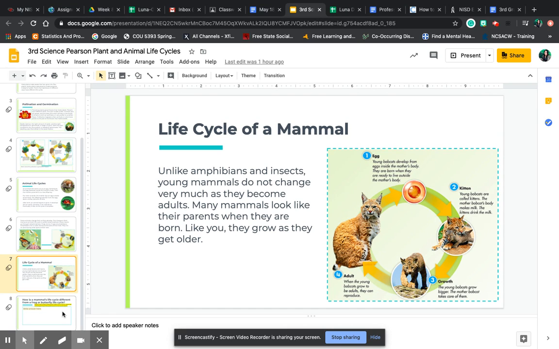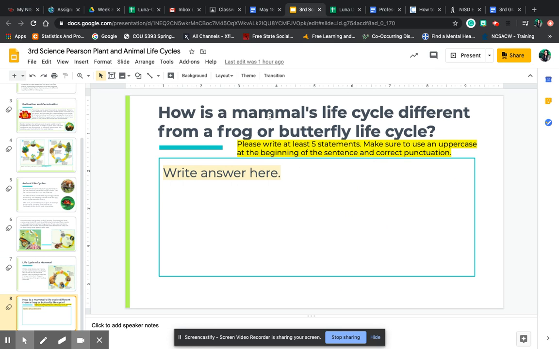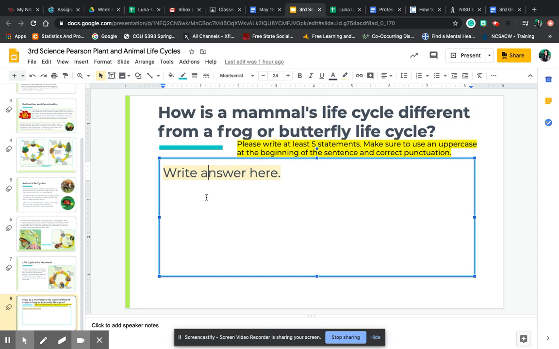bobcat. In the last slide it says, how is a mammal's life cycle different from a frog or butterfly life cycle? Please write at least 5 statements. Make sure to use an uppercase letter at the beginning of the sentence and correct punctuation. You're going to click here and then you're going to type your answer. If you guys have any questions, please let me know.